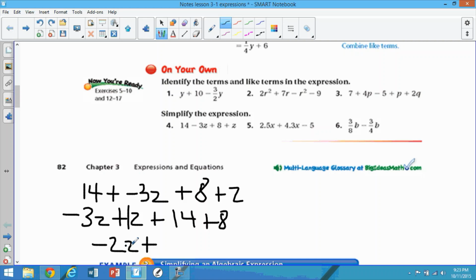Plus, now I'm going to put a little hash mark there so you know that's a z. Plus, now I have 14 plus 8. So that equals 22. So that would be my simplified answer: negative 2z plus 22. If you got that wrong, I'd like you to go back and rewatch your video. If you got it right, then you can move on. Okay?